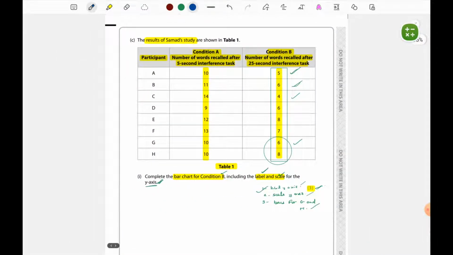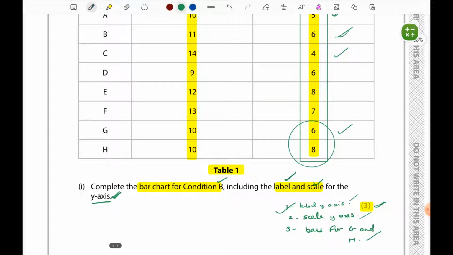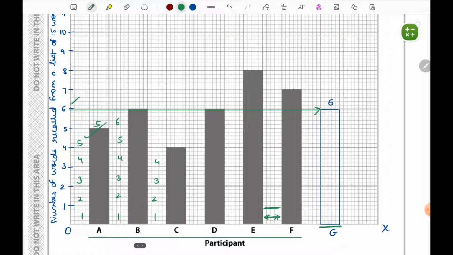Same way we need to draw a bar for H. Participant H has remembered 8 words. So that means we need a bar which will reach up to 8 on the y-axis. So this is where 8 gets marked on the y-axis. So I'm going to draw a bar that reaches to that point. And again between G and H, I'm leaving half a centimeter of space.